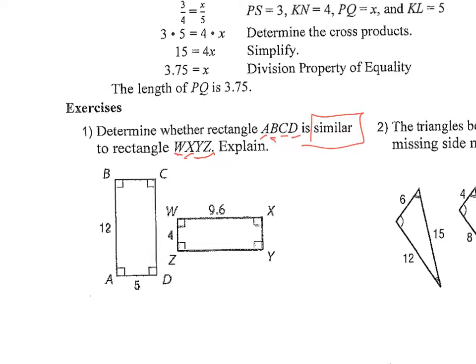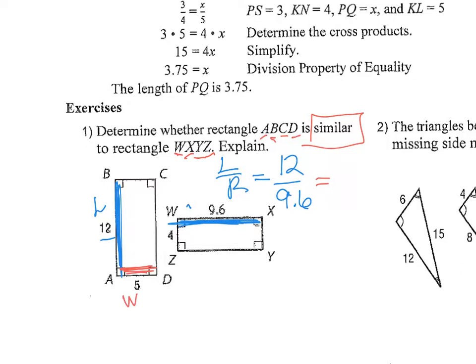Okay, so first thing, let's start with 12. That's our length. We need to find the corresponding side on our sideways rectangle. Our length on the sideways rectangle is between W and X, 9.6. Again, left to right, so I'm gonna do 12 first: 12 over 9.6. Then I need another ratio so I can make a proportion. I'm gonna use my width, my shorter side, so A to D, 5 over W to Z, 4.